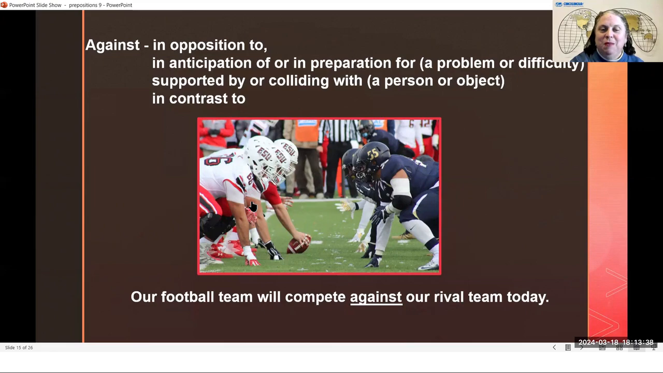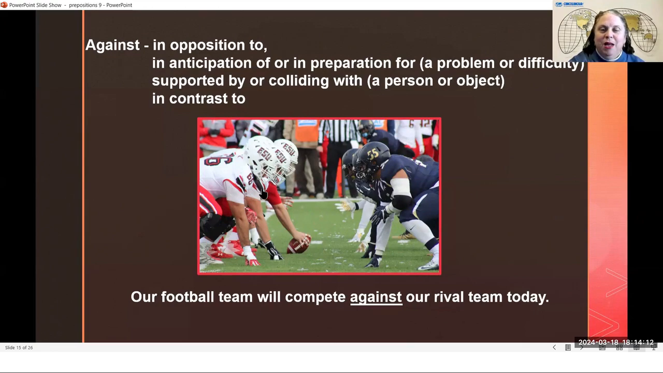So this football team and this football team are competing against each other. They're in a competition, and this team will win or this team will win. And they have to compete to see who will be the winner. And a rival team, your rival is the biggest enemy that you have. So in the United States, maybe this football team is from one school and this football team is from another school.